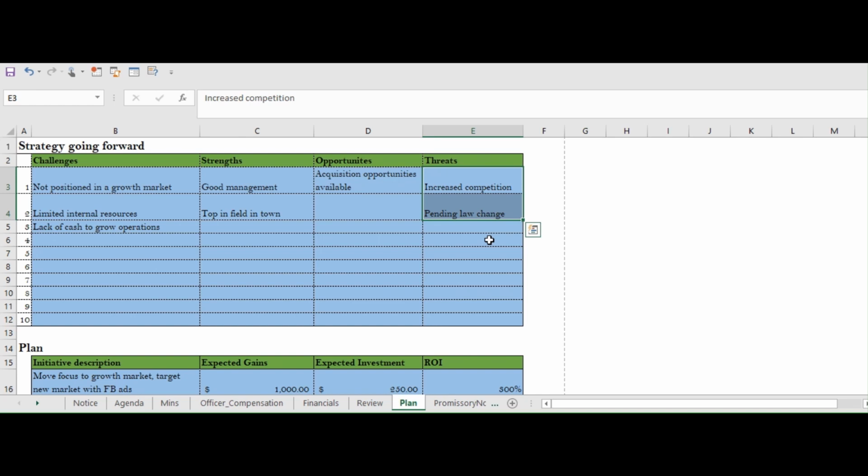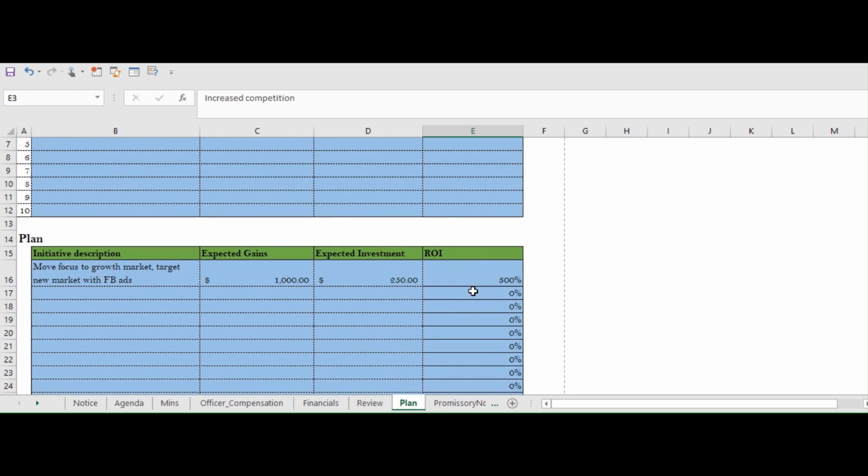At least it's important to look at these things and see them and know, okay, here's the challenge I have. Here are the strengths I have. Here are opportunities. Here's a threat. How do I combine this? Then once you do that, you want to create a plan.